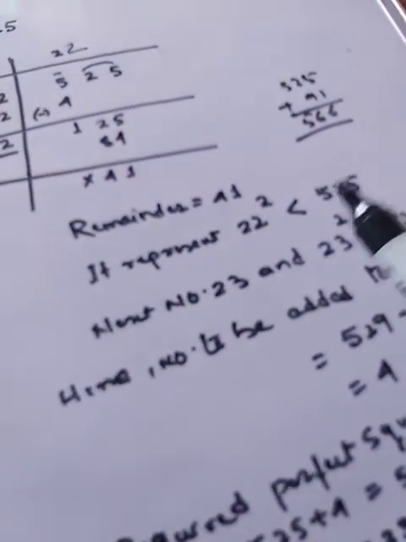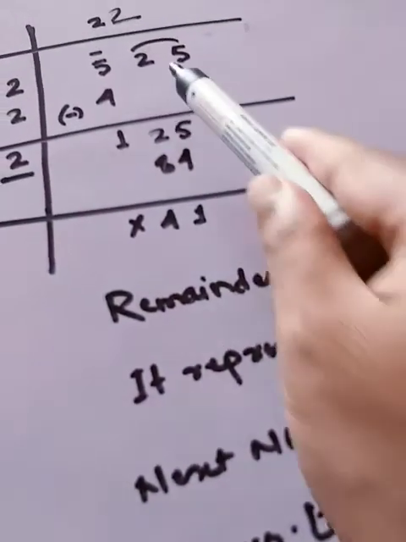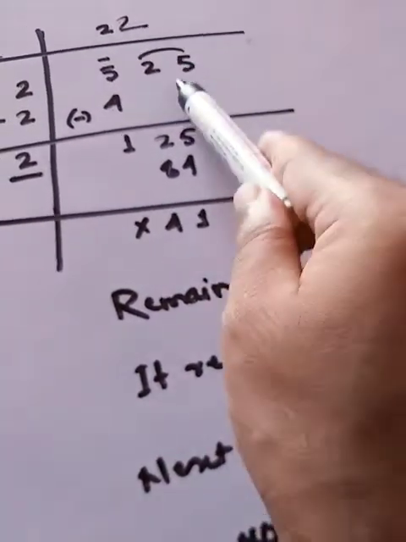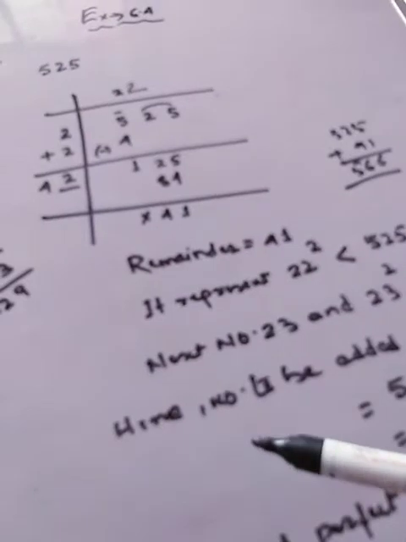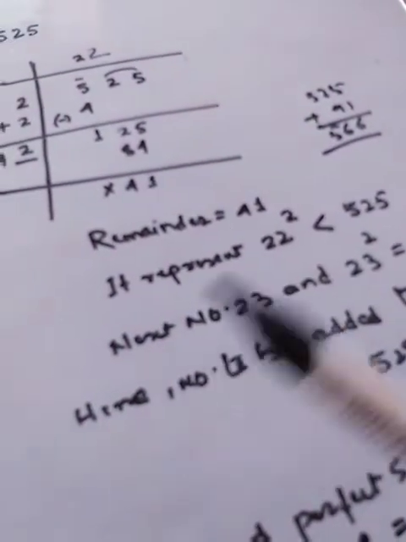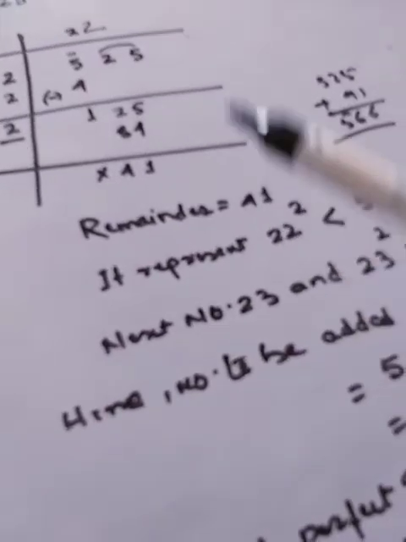Understood? The difference is that this time we will not subtract this. Last time, we subtracted this number from this number and we got the perfect square number. But when they're asking what is the smallest number that you have to add, then you have to follow this number.